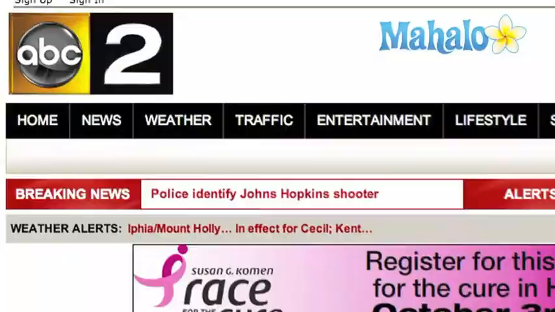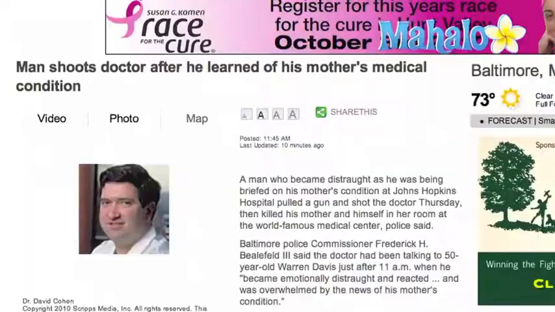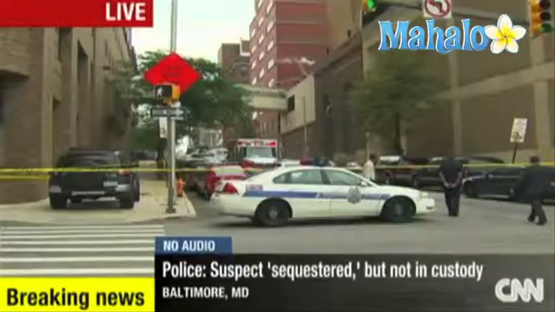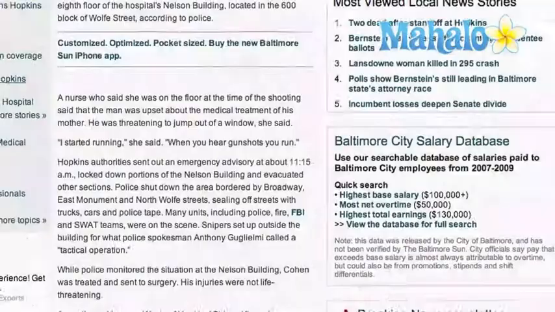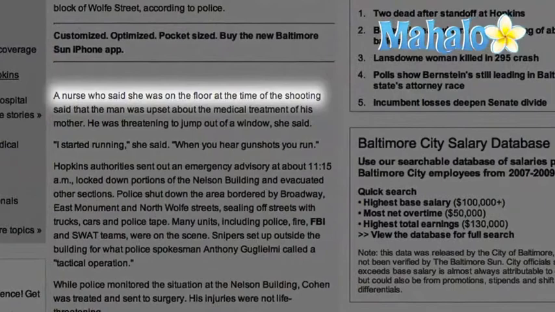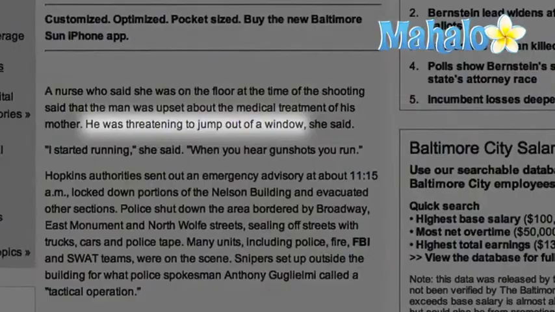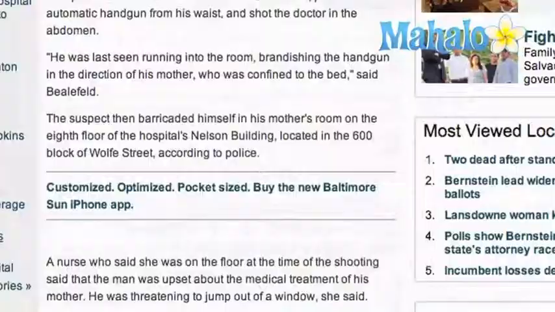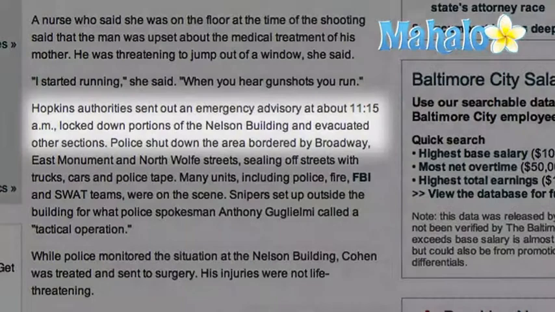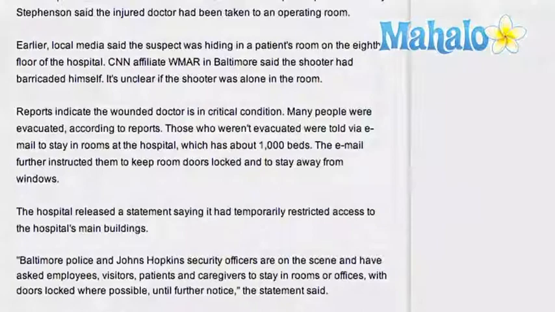There was no official word from police on what prompted the man to start shooting inside the Johns Hopkins building, identified by the Baltimore Sun as the Nelson Building, which houses a thoracic center. The newspaper quoted a nurse inside the building when the suspect began shooting as saying the shooter was upset about the medical treatment of his mother. He was threatening to jump out of a window. The Baltimore Sun reported that after opening fire on the 8th floor of the hospital building, the unidentified gunman barricaded himself in a room there. Reports said several Johns Hopkins employees were evacuated and the entire hospital was put on lockdown. Those workers who were not evacuated were reportedly told via email to stay in rooms at the hospital.